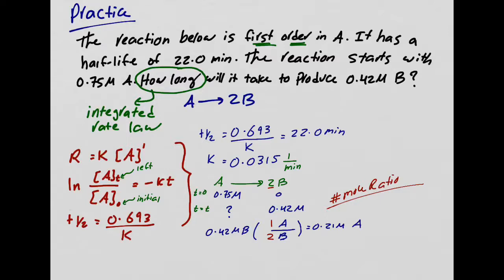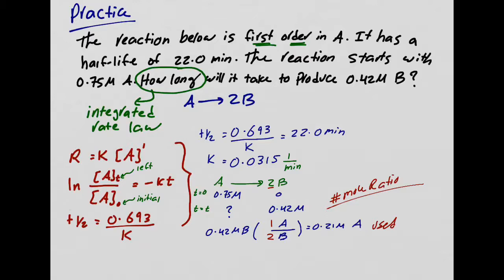Okay, now what does that mean? That means that I produce 0.42 molar of B. If I do a mole ratio, what does this number represent? This number represents not how much is left, but how much was used, because when you do the mole ratio, you had to use this much to make 0.42 molar of B. You follow me so far? So when I do the mole ratio, I get how much A is used. But what I want is how much A is left over.